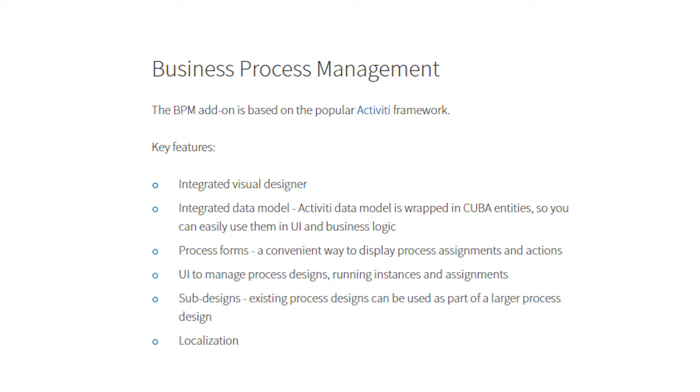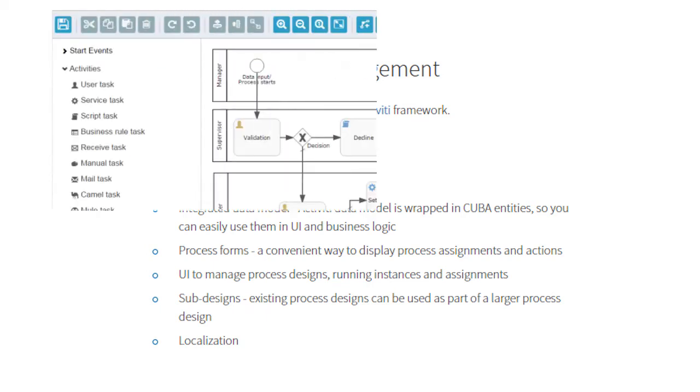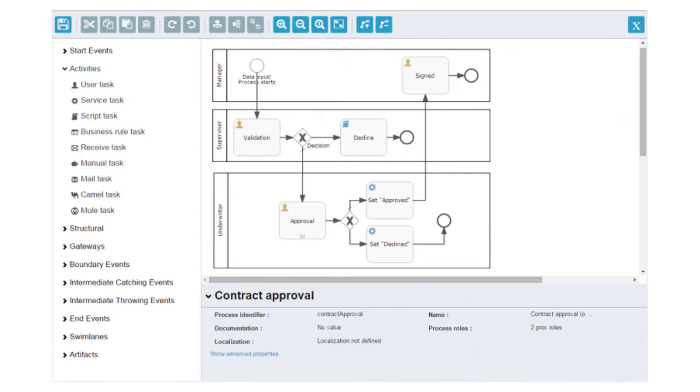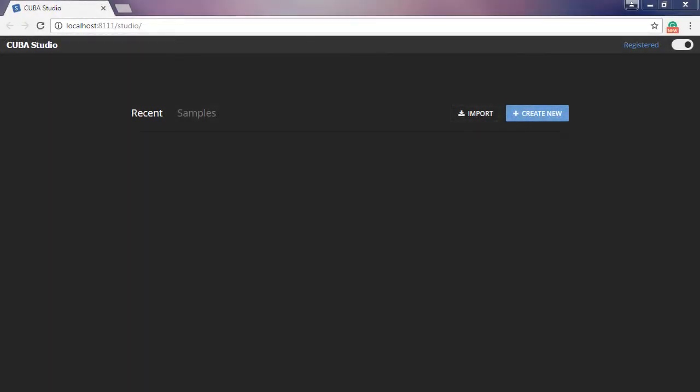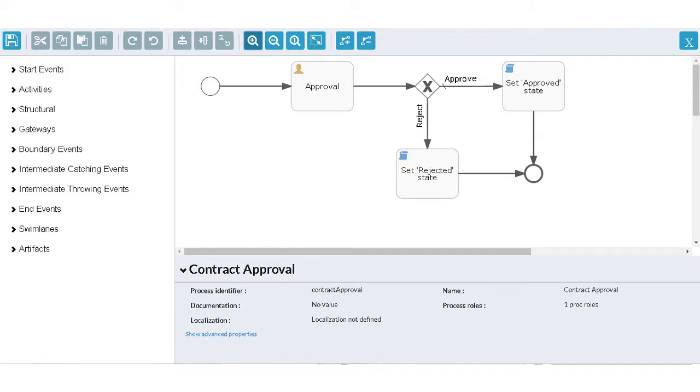The BPM add-on of the CUBA platform enables integration of business process management functionality into CUBA applications. The add-on is based on the Activiti framework, so you can utilize the full power of this framework to create real-life processes. In this video, we will create a project demonstrating implementation of a simple business process. We will use contract approval process as an example.